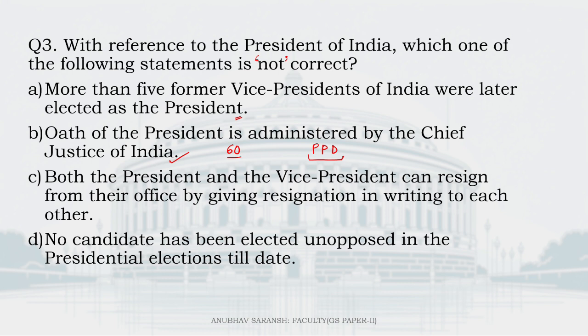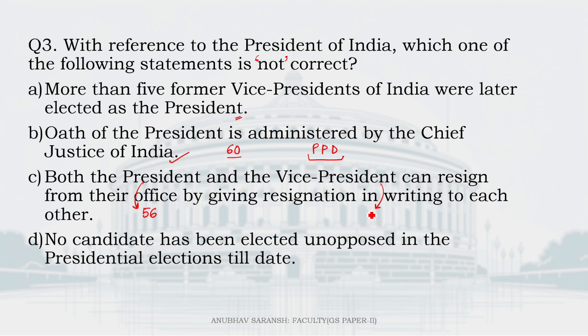C. Both the president and the VP can resign from their office by giving resignation in writing to each other. This is also correct. The president, under the provisions of Article 56, and the VP under the provisions of which article?